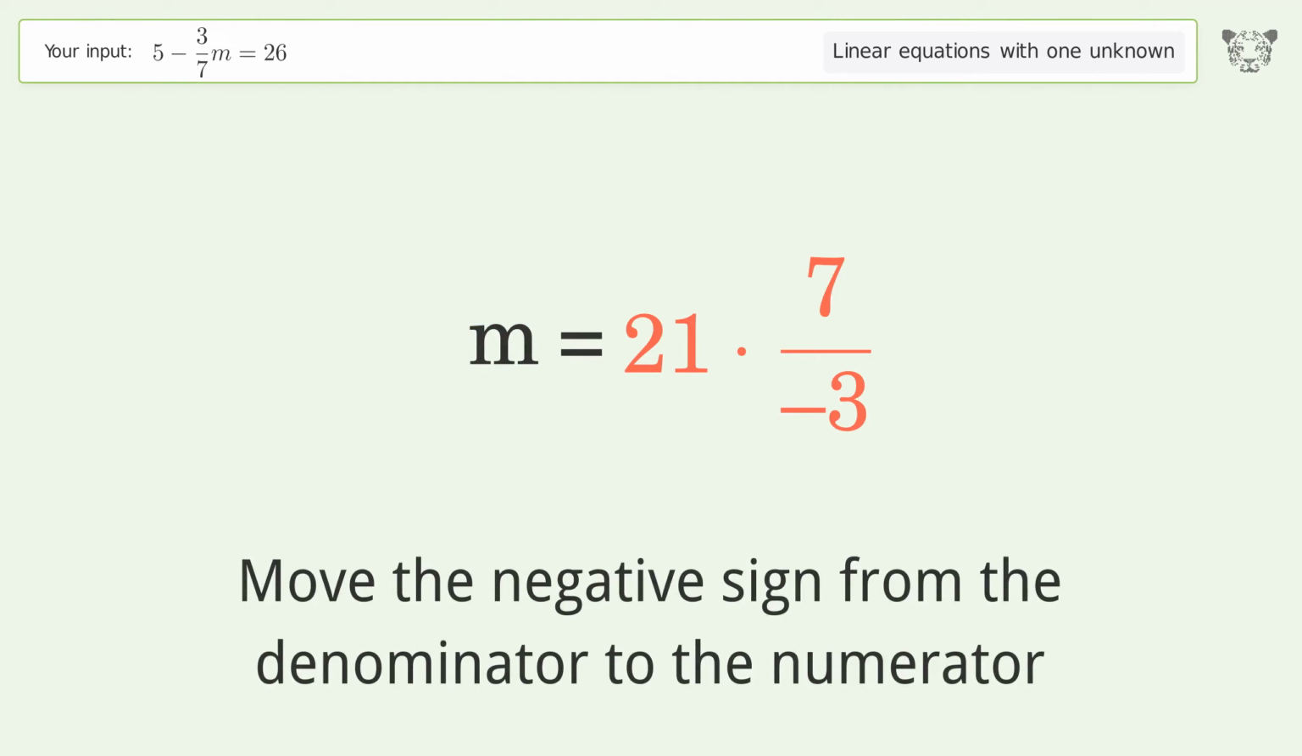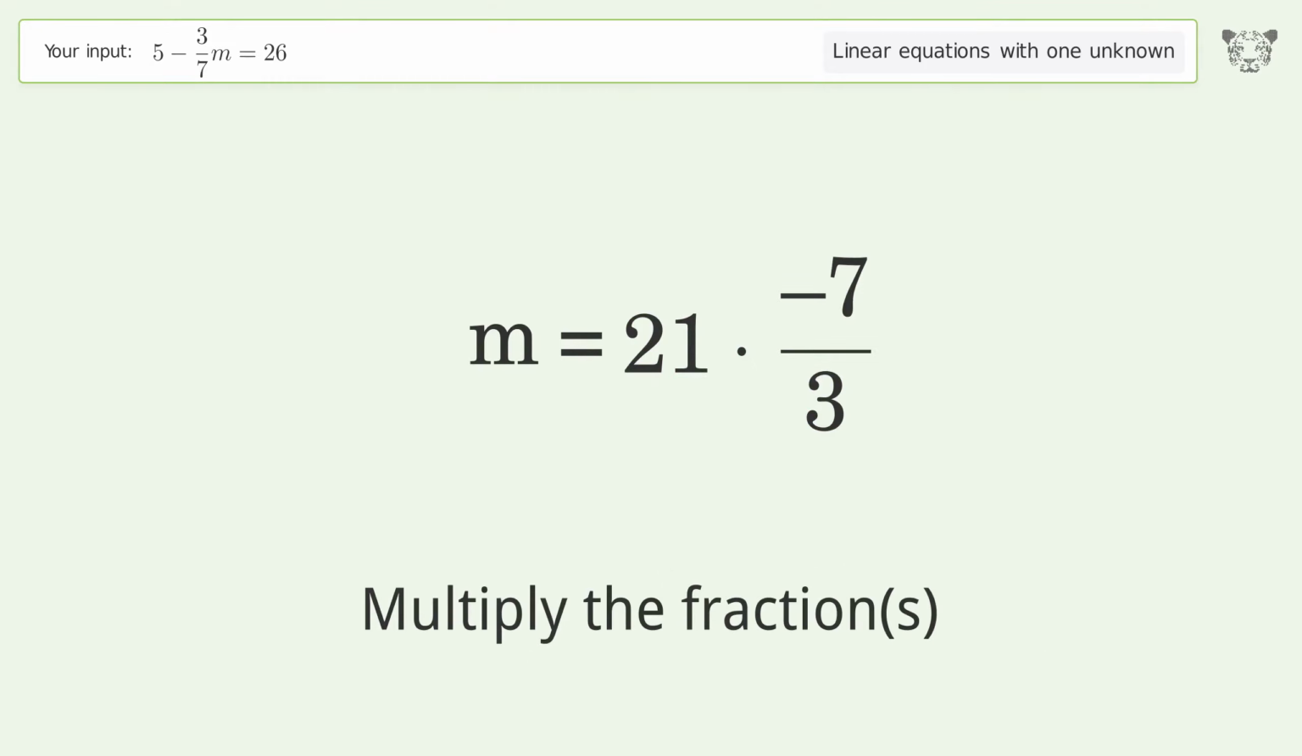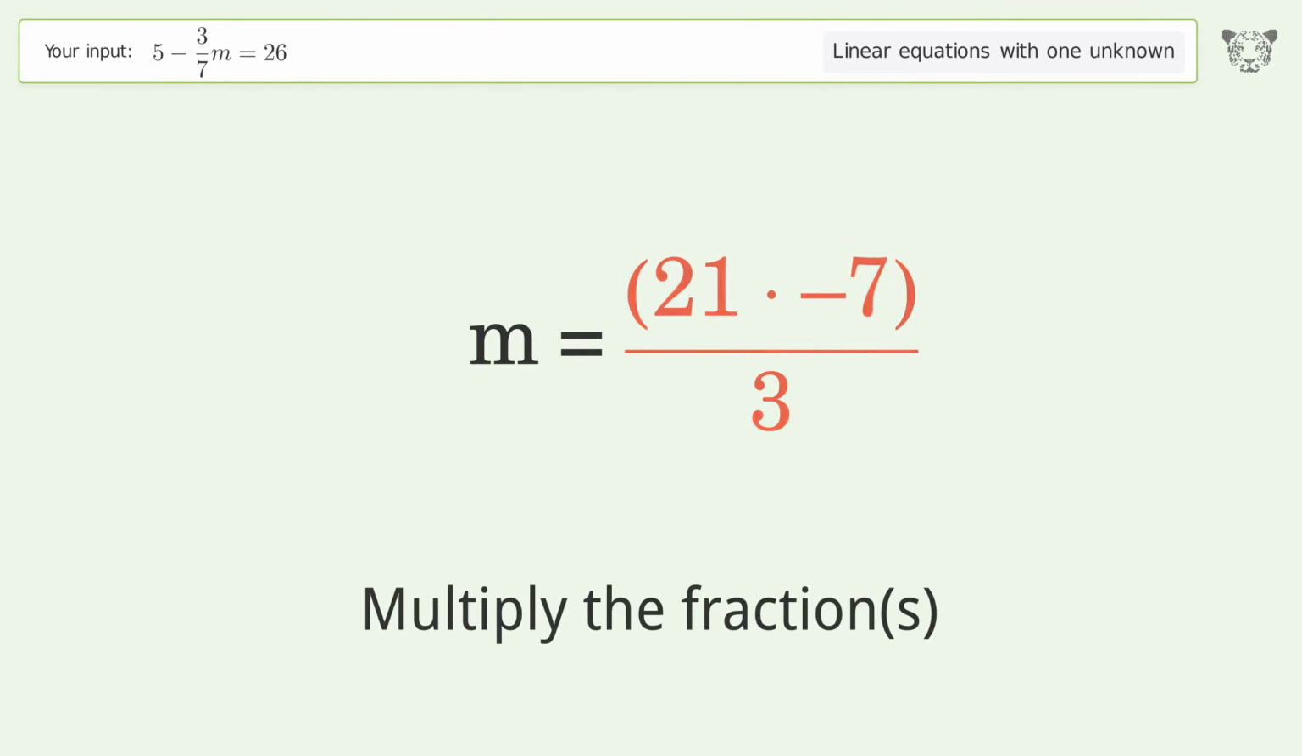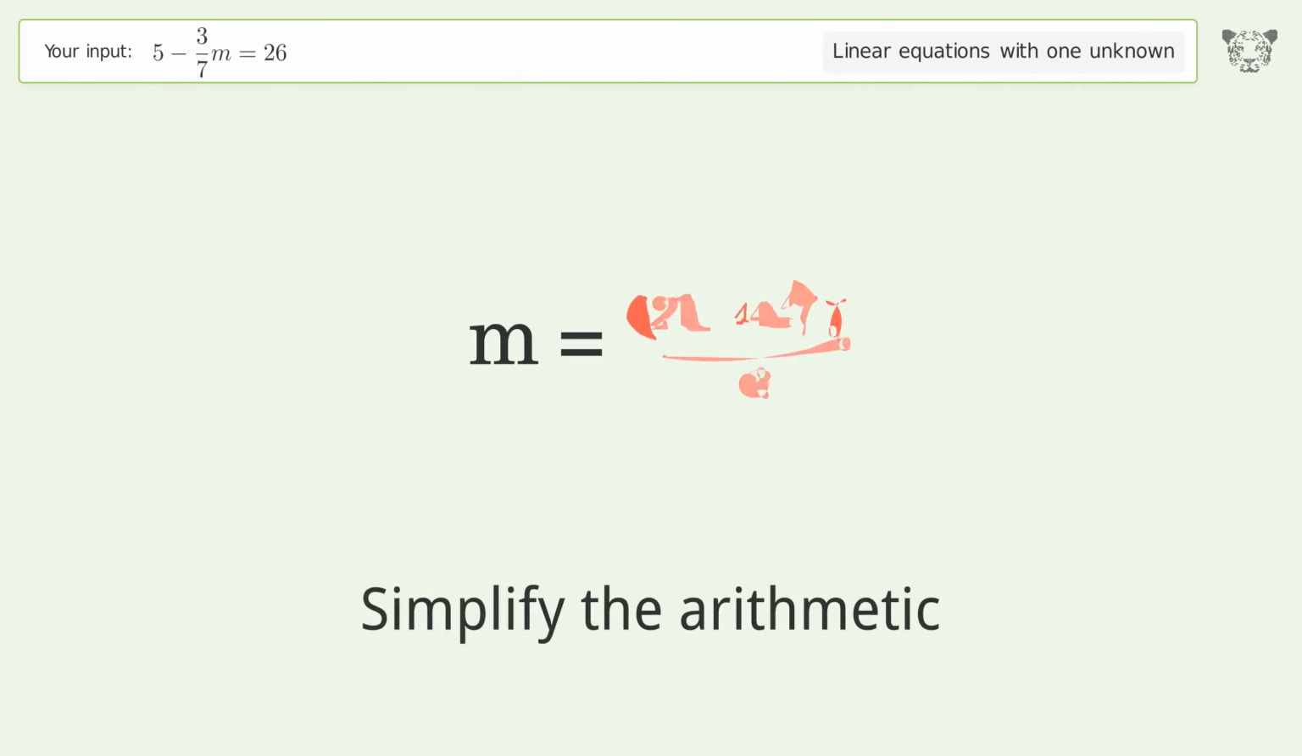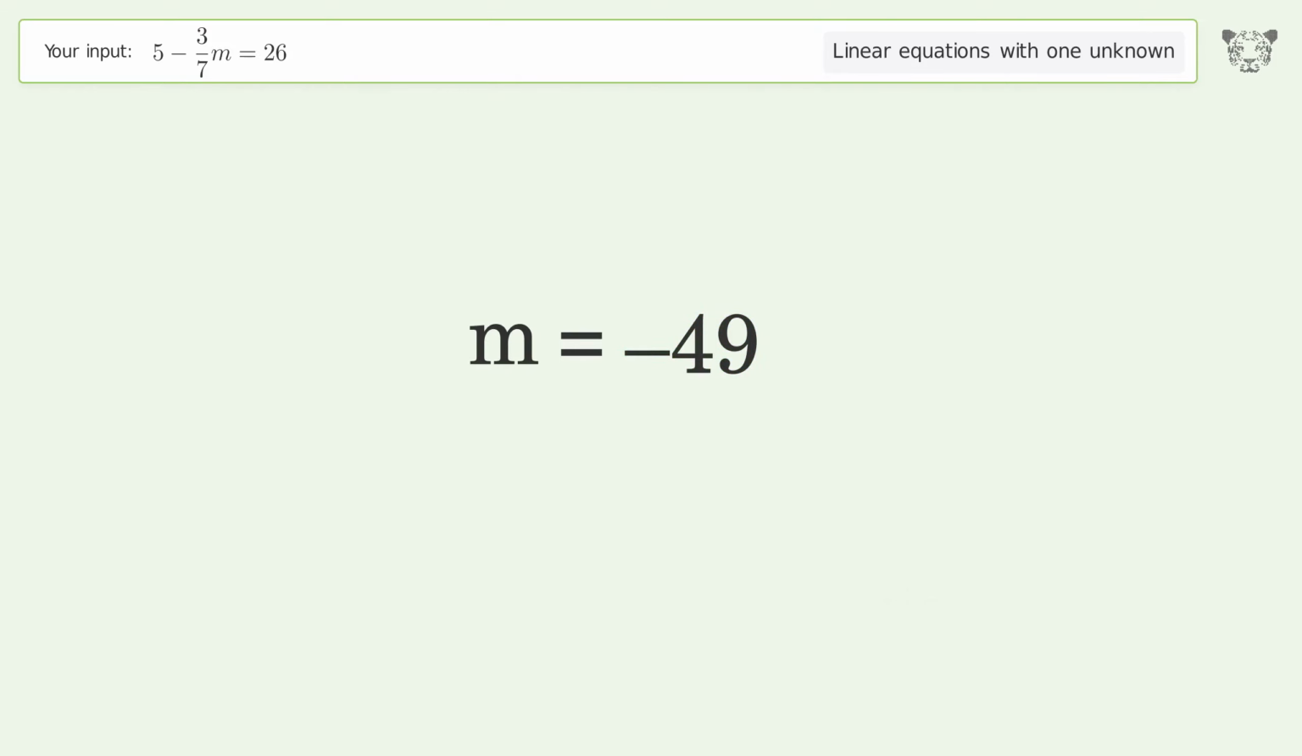Move the negative sign from the denominator to the numerator. Multiply the fractions. Simplify the arithmetic. And so the final result is m equals -49.